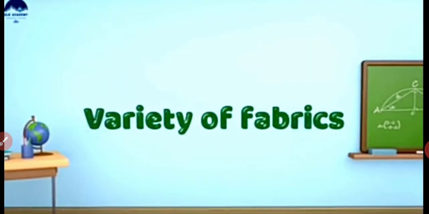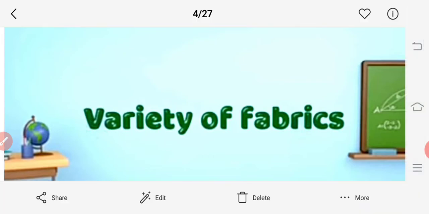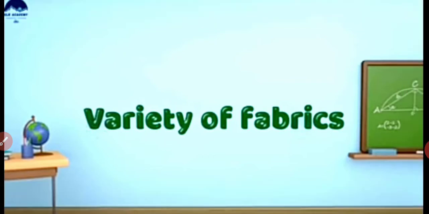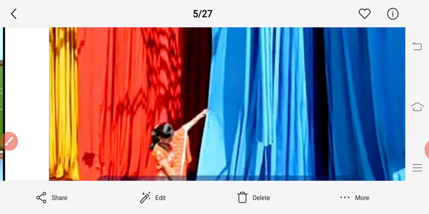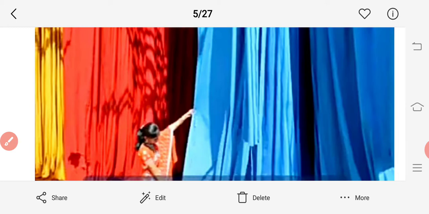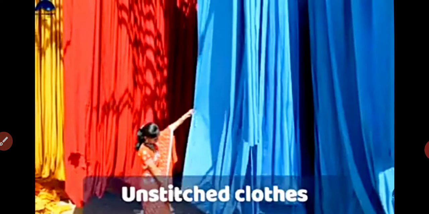Similarly, the next point is that there is a variety of fabrics. If you consider fibers, there is a variety of fabrics, because from those fibers fabric is made. So what are those varieties of fabrics? Let's clear your doubt with the next slide. See here, varieties means what? Here you find there are many varieties.